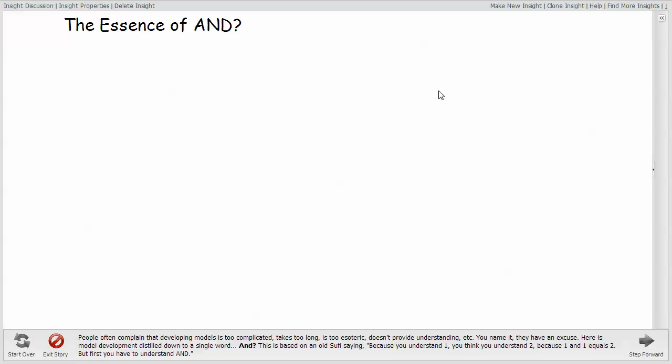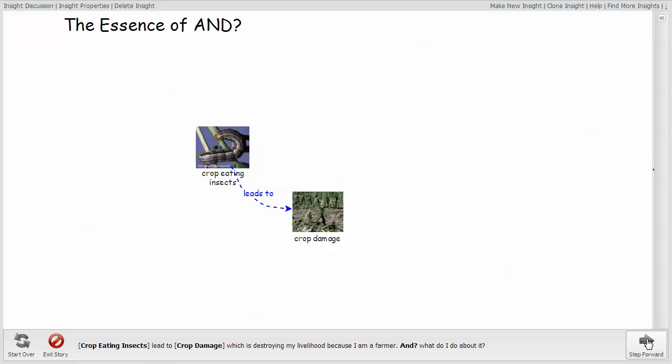And as I said in a previous video, from a Sufi saying, because you understand one, you think you understand two, because one and one is two, but first you have to understand and. So I've developed an approach to diagramming which has one word, and the word is "and." So I begin with whatever the situation is that I'm trying to understand. And here, for this example, I have crop-eating insects which are causing crop damage. And it's that situation that I want to understand.